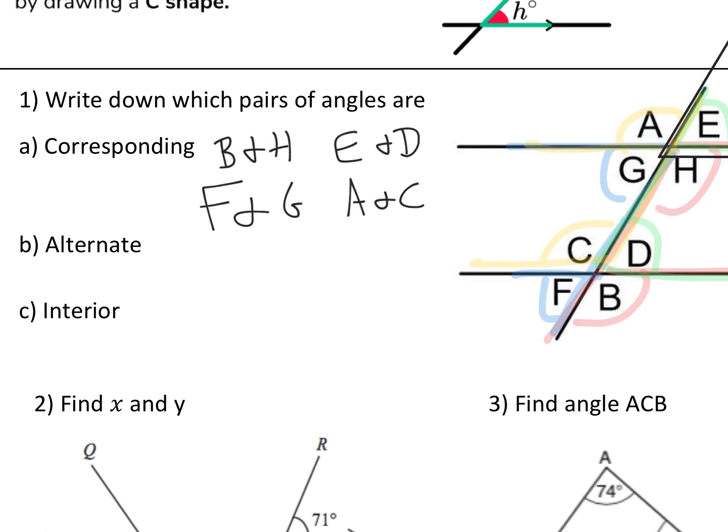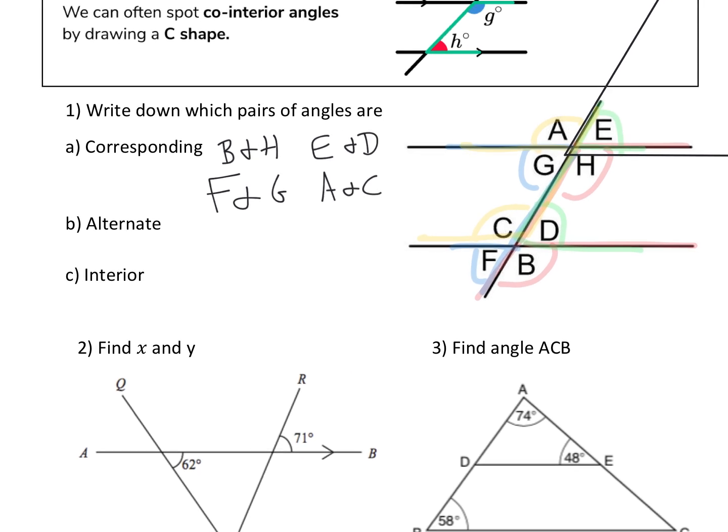Okay, what about alternate angles? Alternate angles are the Z shape. Now that diagram is a bit too messy now, but we've got the Z shape here. Inside the parallel lines on opposite sides are G and D. And you can go the opposite way inside the parallel lines, but on the other side we've got H and C.